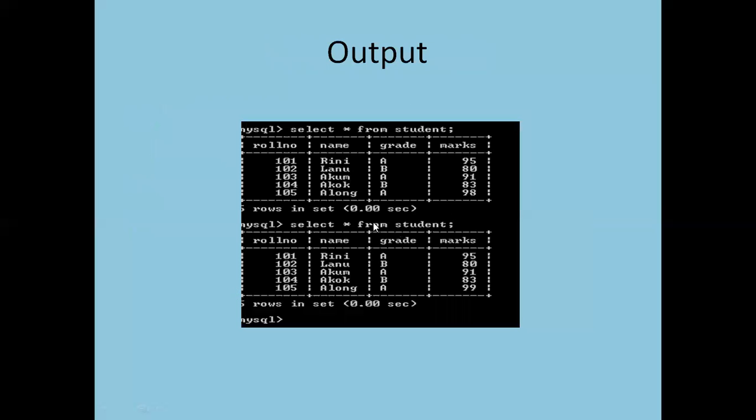Now when I check my MySQL again with select star from student, see, earlier Along had secured 98. Maybe there was some mistake. Now after updating my table, Along will be securing 99. That is the change that I have made.